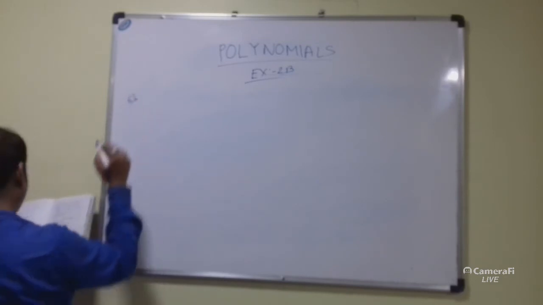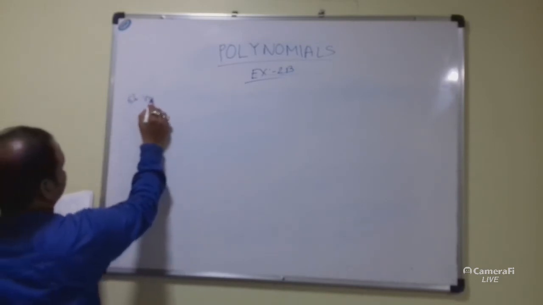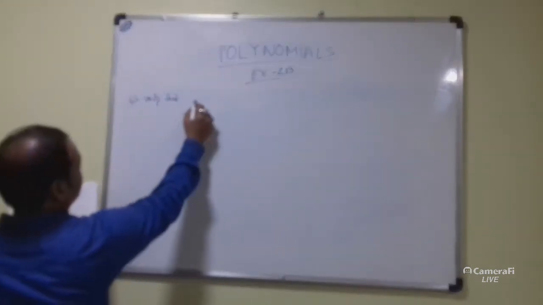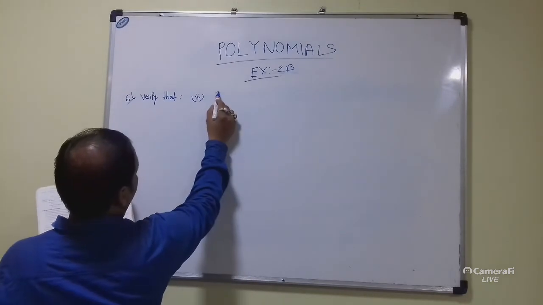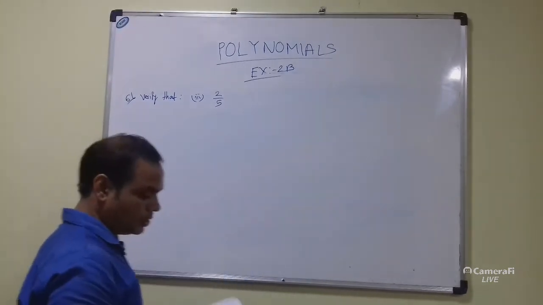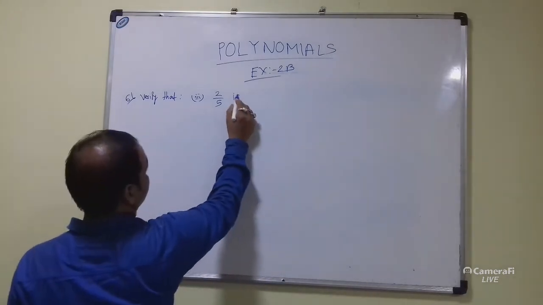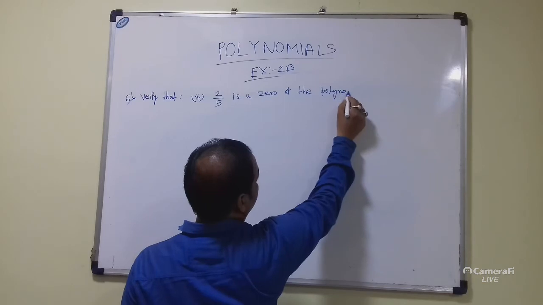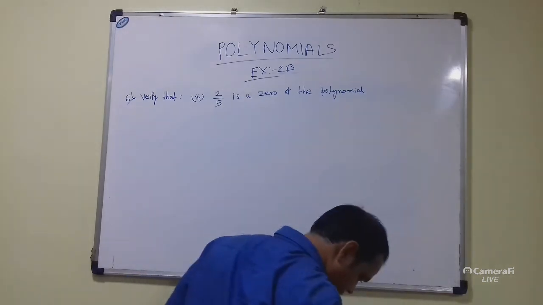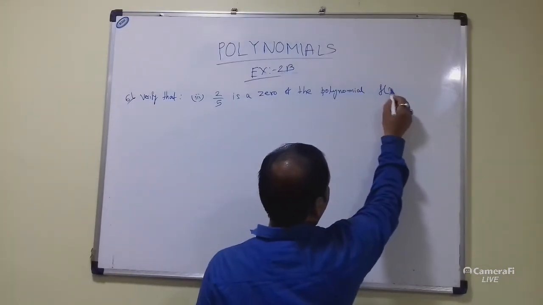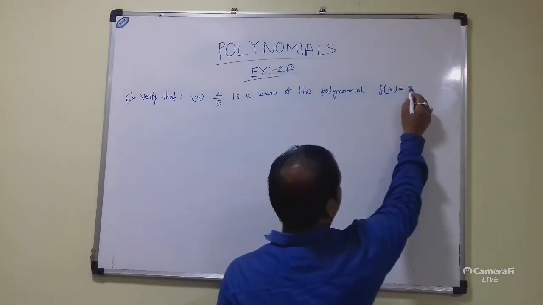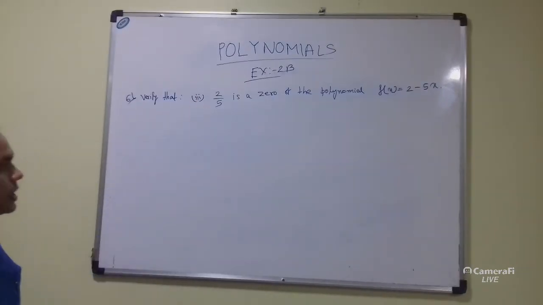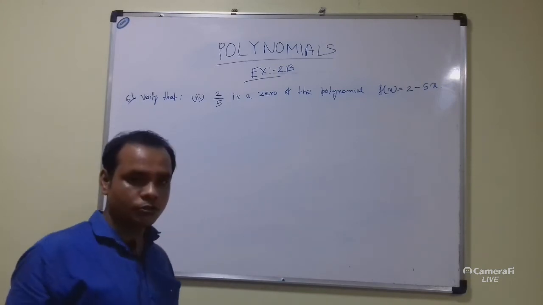Problem number 6. Verify that 2 by 5 is a zero of the polynomial f of x is equal to 2 minus 5x.